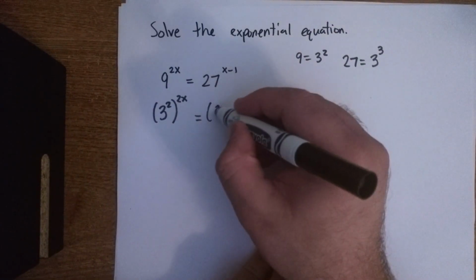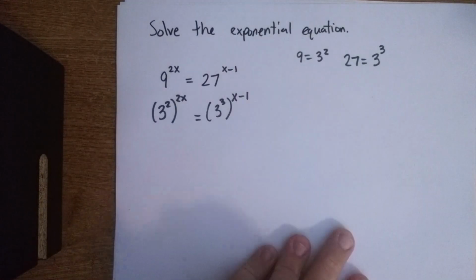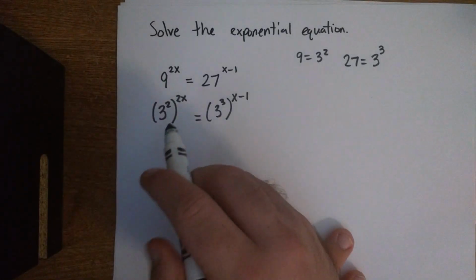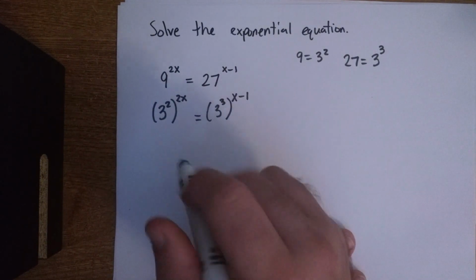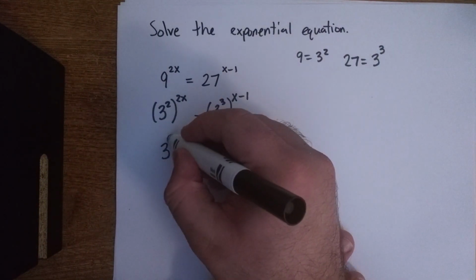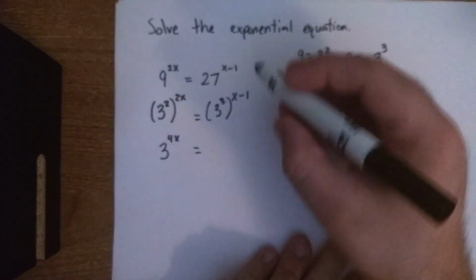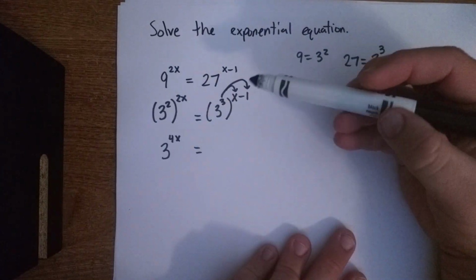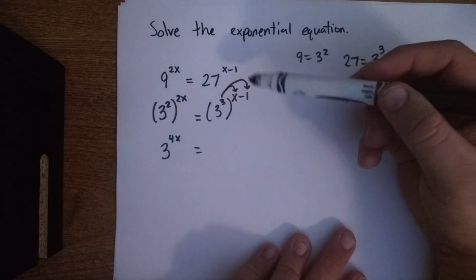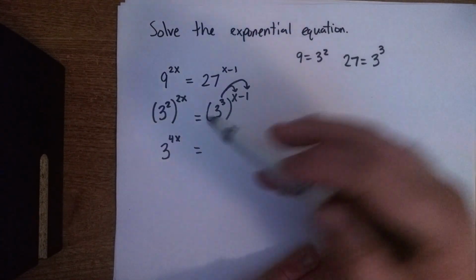Replace 27 with 3 cubed, put the x minus 1 on the outside. Now multiply your powers on both sides. 2 times 2x, we're going to have 3 to the power of 4x. Equal sign. We're going to have to distribute in this problem as well. And by the way, not every problem requires distribution. It's just that both the examples I'm doing just so happen to have distribution required.